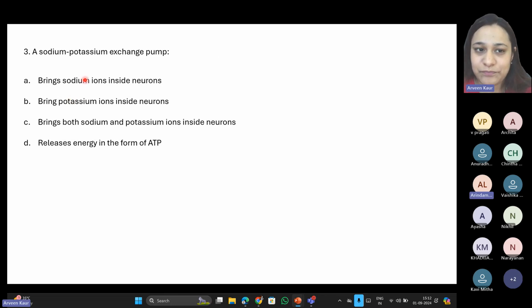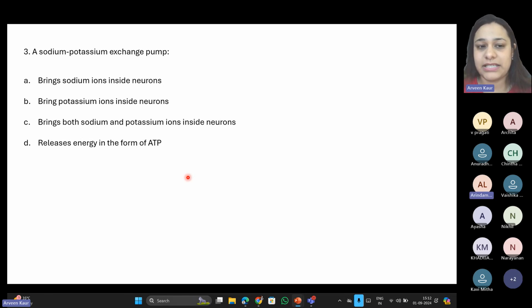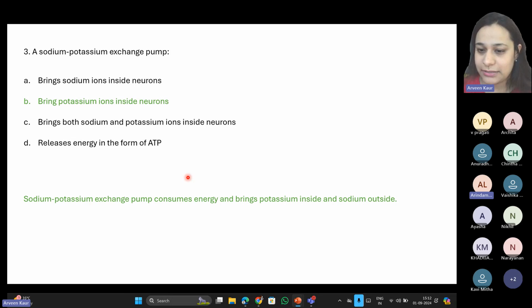Coming to question number 3: a sodium-potassium exchange pump brings sodium inside the neurons, brings potassium ions inside the neurons, brings both sodium and potassium ions inside the neurons, or releases energy in the form of ATP. Which one do you think is the correct answer? This is one of the theoretical questions pertaining to this course, so it has got to be one of the easier ones, right?